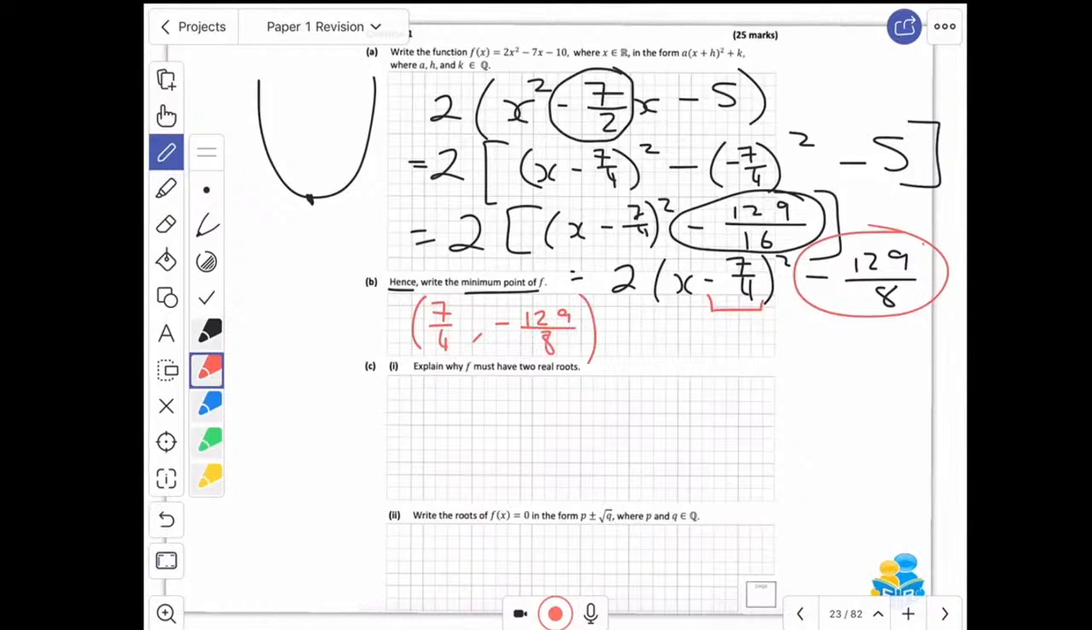So the big mistake when this came up previously was that students thought it was 129 over 16 because they hadn't multiplied across by 2. The next question: explain why f must have 2 real roots.